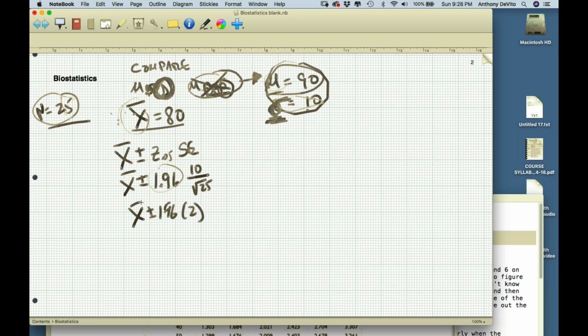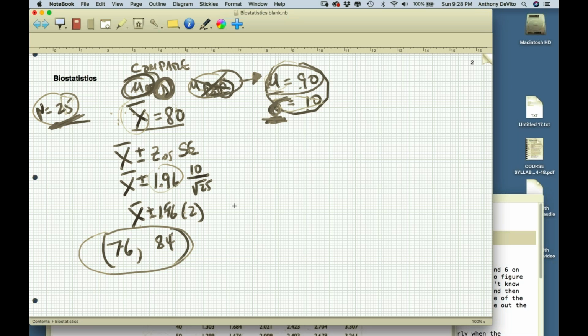So now I can say X bar plus or minus 1.96 times 10 over 5, which is equal to 4. So I can say that the 95% confidence interval for the true population mean of this group is going to be 4 less than 80, 76, to 4 more than 80, 84. So I'm 95% certain that the true mean for this group, where I only had a sample to work with but I knew the population standard deviation, is between 76 and 84.